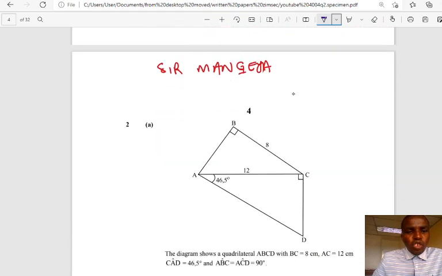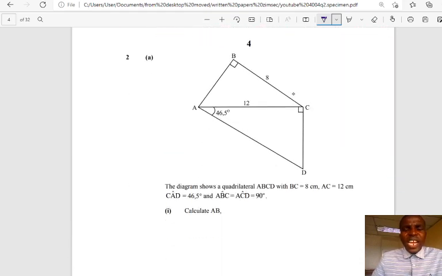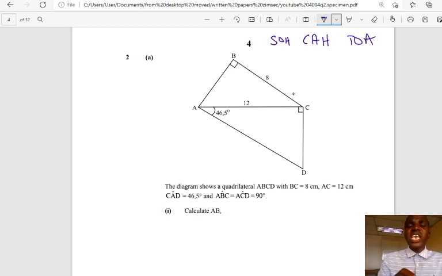Question number 2. Right, these are right angle triangles. To solve right angle triangles, use either Pythagoras theorem or SOHCAHTOA. SOHCAHTOA, let me write it here. Right, or Pythagoras theorem. Then the first question is saying, calculate AB.